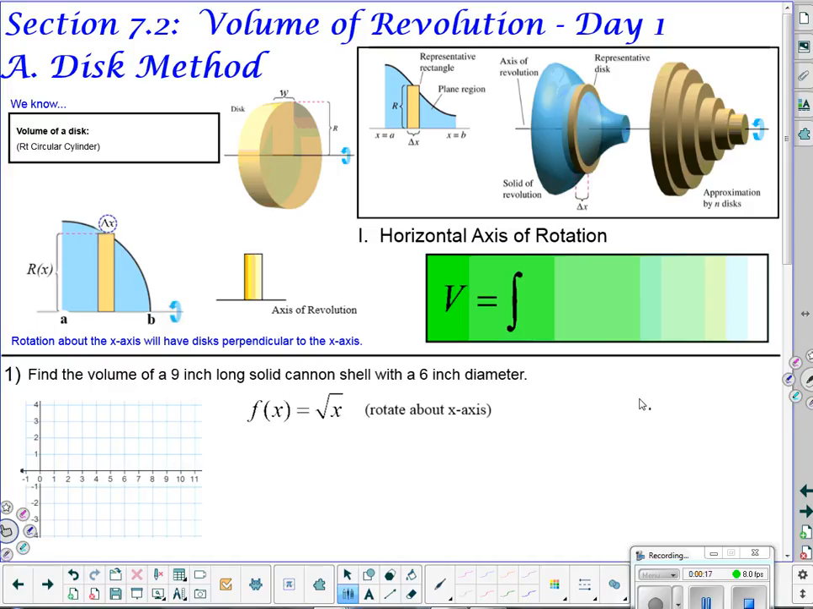Volume of Revolution Day 1. We've been trying to get this done. We are going to look at volume under a curve if this curve is rotated about an axis.